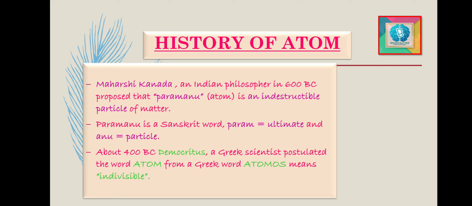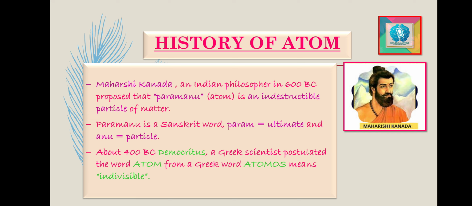Many attempts have been made to know what is the ultimate particle of matter. The idea of the smallest unit of matter was first given by Maharshi Kanada in the 6th century BC in India. According to him, matter consisted of indestructible minute particles called Paramanus, where the word Paramanu means: param means ultimate and anu means particles, which are now named as atoms.